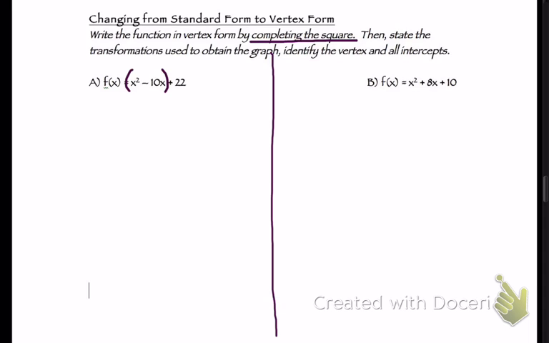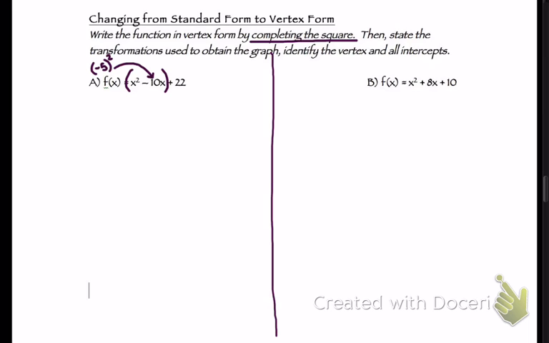It's not equal to 0, so I'm not solving anything. So instead of moving that 22 to the other side, because there is no other side, I'm just going to group those first two terms, and I'm going to leave that positive 22 where it is. So after I group those first two terms, now I'm going to complete the square.